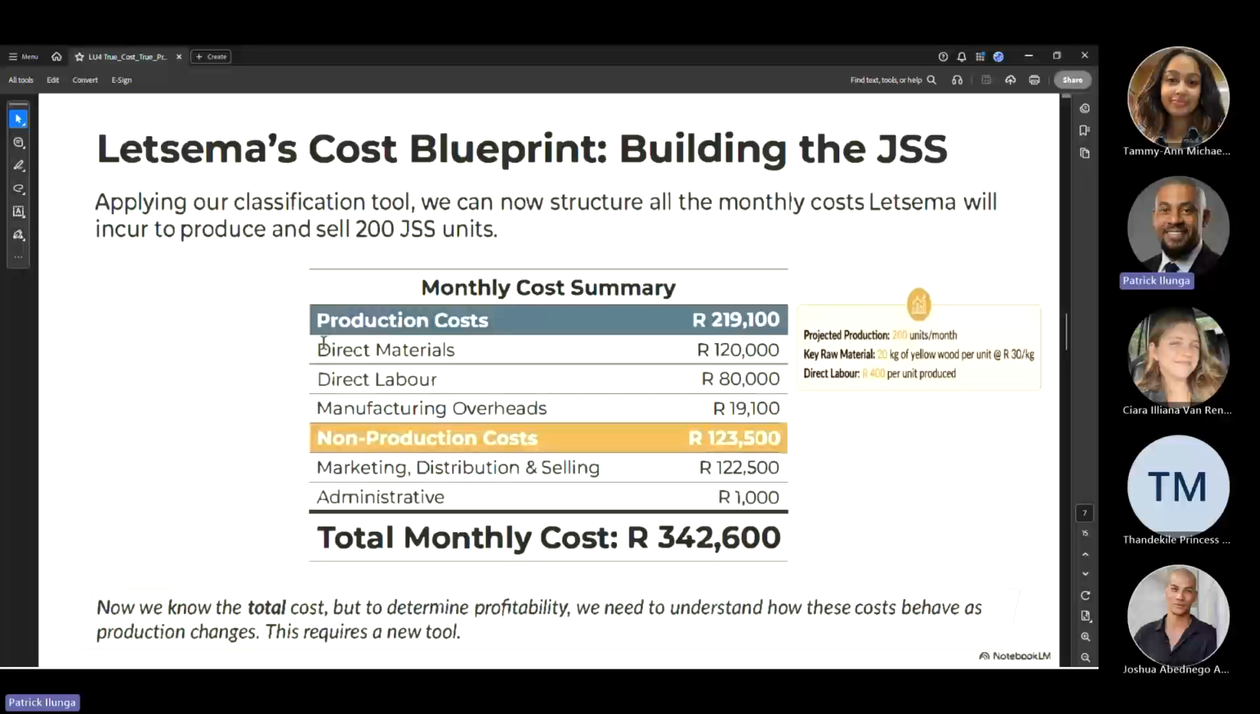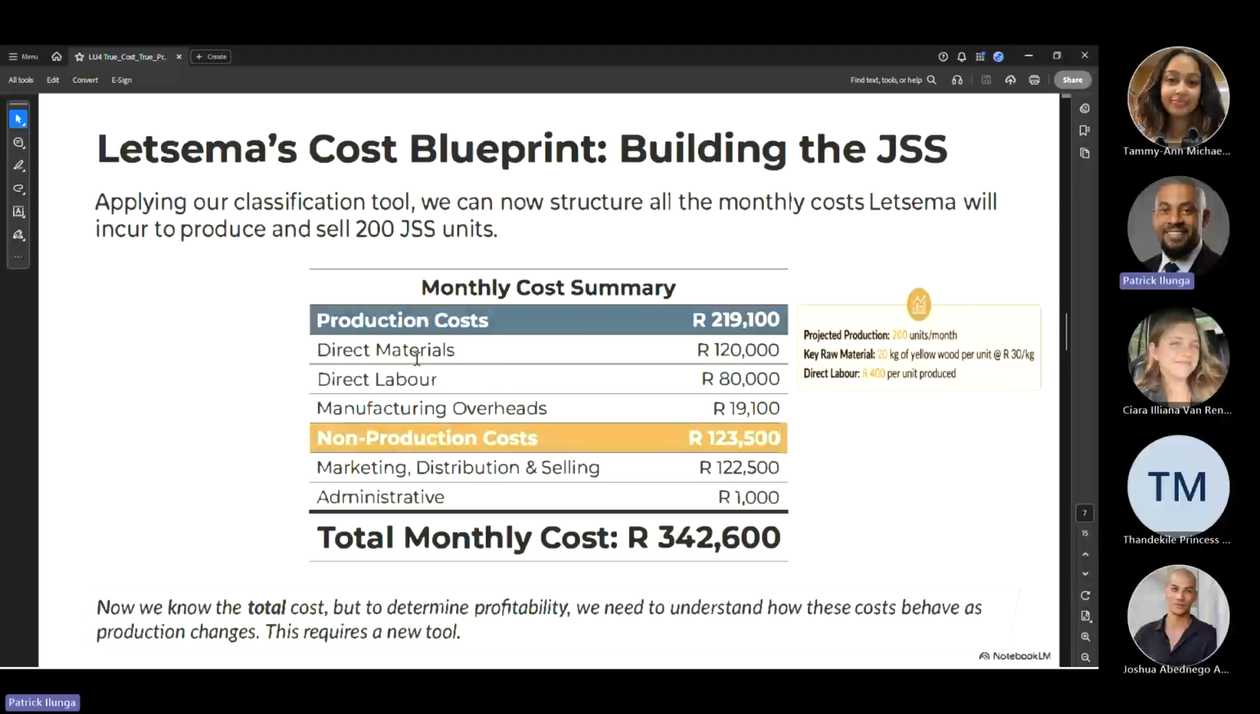The first musketeer, who's our first musketeer? Direct material. I said, when you're looking at production costs, you always need to think about the 3 musketeers. Direct material, direct labor, manufacturing overhead. Direct material, direct labor, manufacturing overhead. You're hunting for those 3.